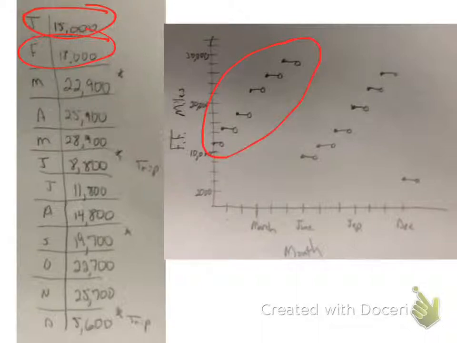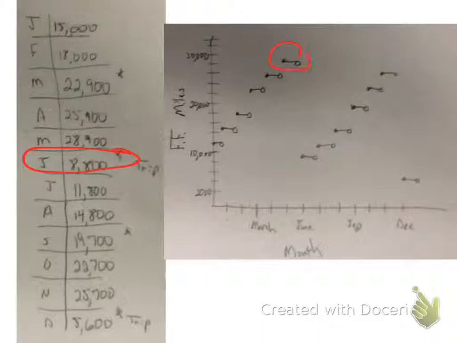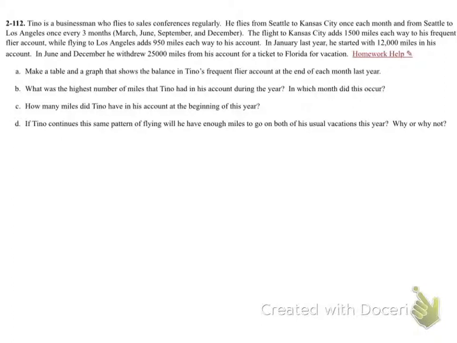Here is the bigger jump for when he goes in March to Los Angeles. After this step right here, so when we have the big loss right here, that makes this point then go down there. Same thing in December, goes down to there. Now we can start analyzing the questions and answering the questions.